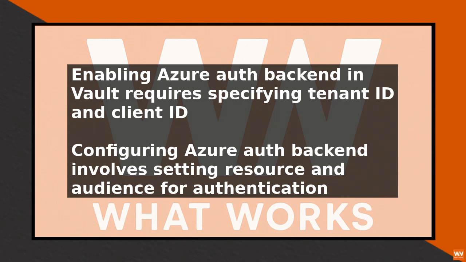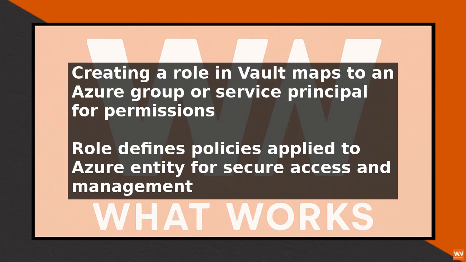Once the Azure Auth backend is configured, you need to create a role in Vault that maps to an Azure group or service principal. This role will define the permissions and policies that are applied to the Azure entity. To create a role, run a command that specifies the role name, Azure group or service principal, and the policies that are applied to the role.